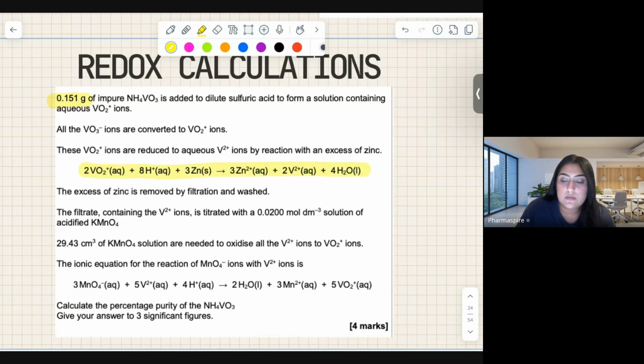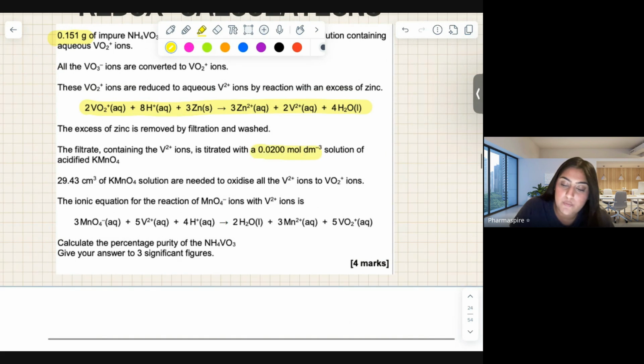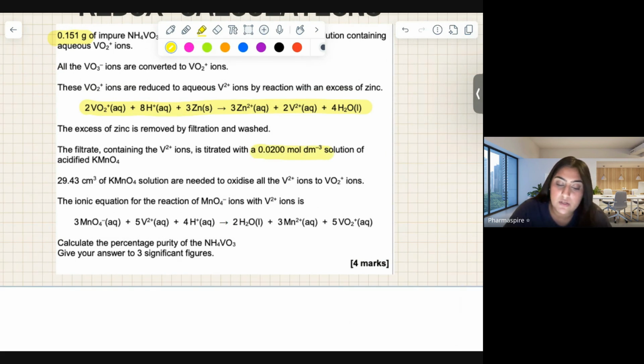With redox equations, there are 2 things you need to take note of. They always give you the equation because you need to use stoichiometry at some point. So you're going to put that to the side for a sec, but the equation is always important. They said the filtrate contains V2+ ions that is titrated against 0.2 moles per decimetre cubed of acidified KMnO4. You've got the titre of the KMnO4 too, and the ion equation is also here. Okay, calculate the percentage purity. This is a really hard one. I agree. So we're going to work backwards.